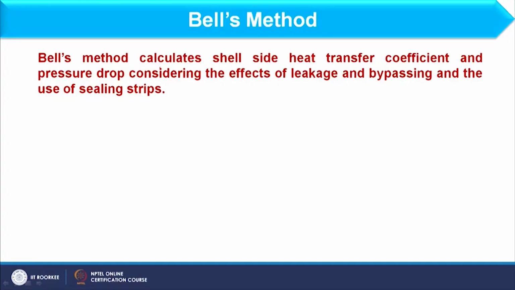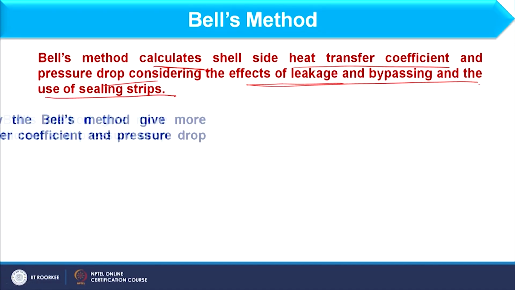Okay. So, let us start Bell's method. Bell's method calculates shell side heat transfer coefficient and pressure drop, considering effects of leakage and bypassing and the use of sealing strips. We will discuss all these factors in Bell's method and how it will be applicable.